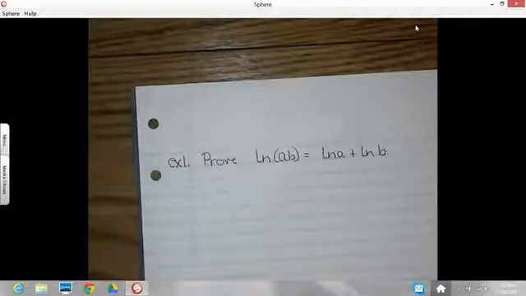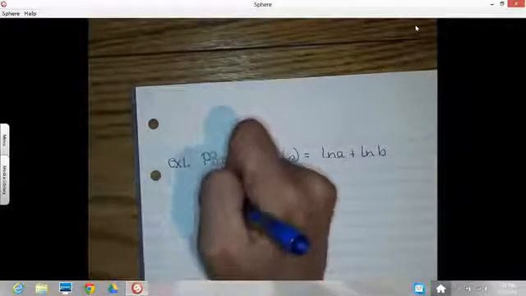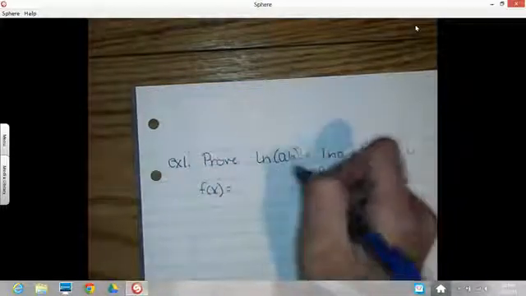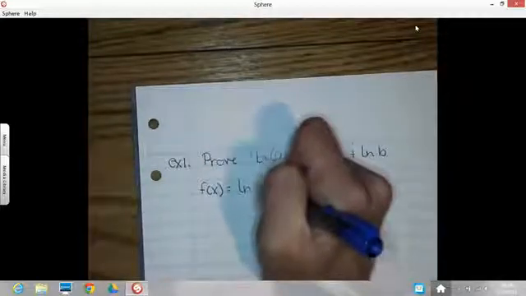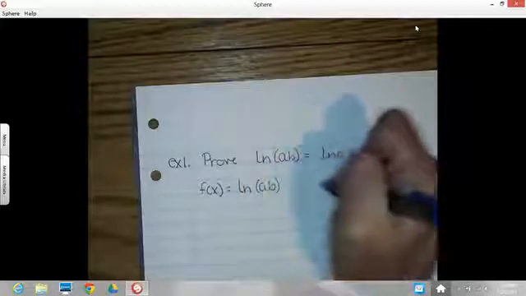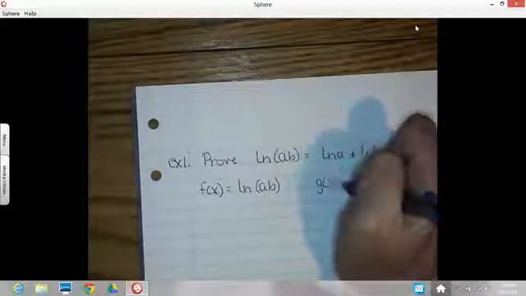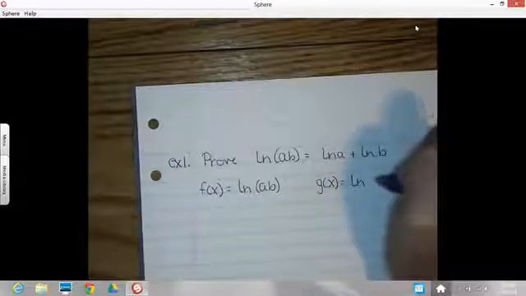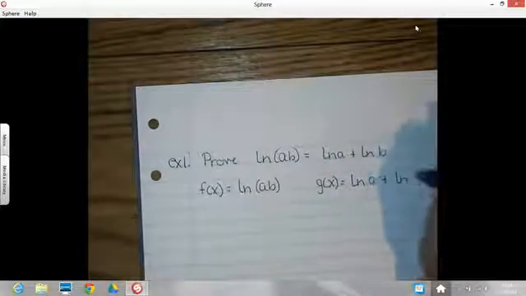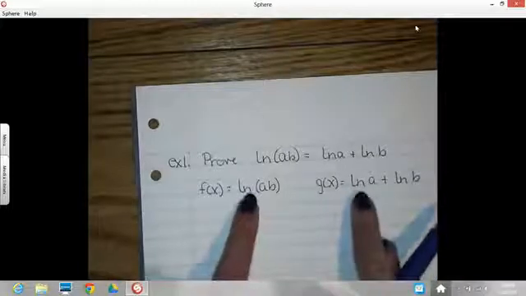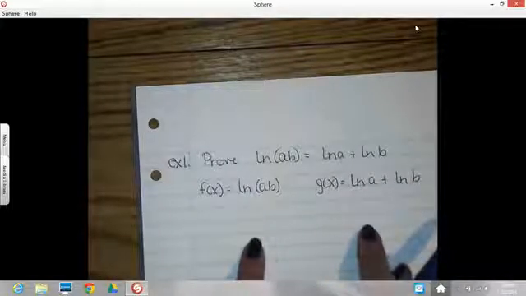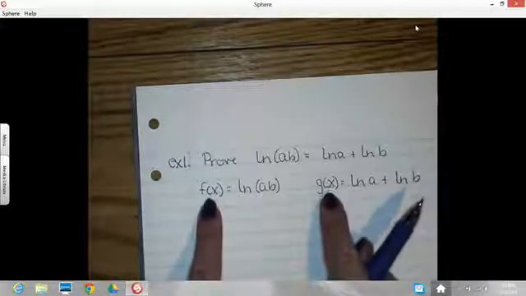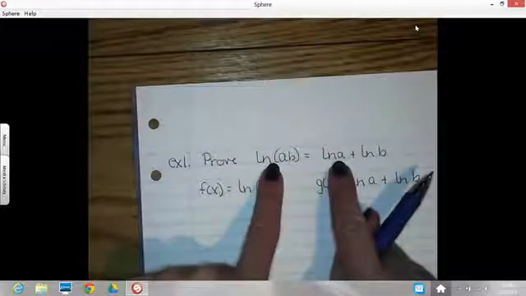Alright. So we're going to do 2 things. We're going to let function f equal the left-hand side of this equation. And we're going to let function g equal the right-hand side. Now, if I can show that these 2 functions have the same derivative and they share a point, then I know these two functions are the same function, which would make them equal each other. So, our first step on these proofs is to identify each side of the equation as a separate function.